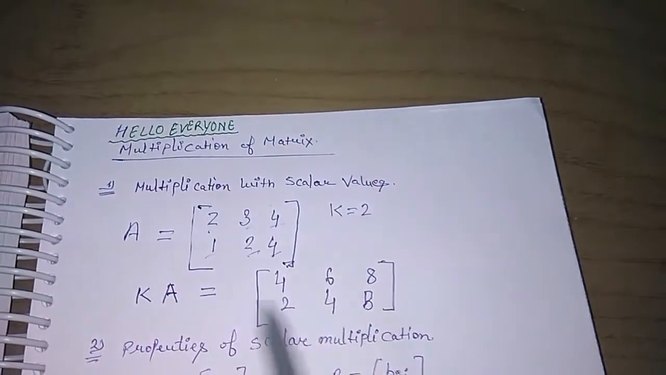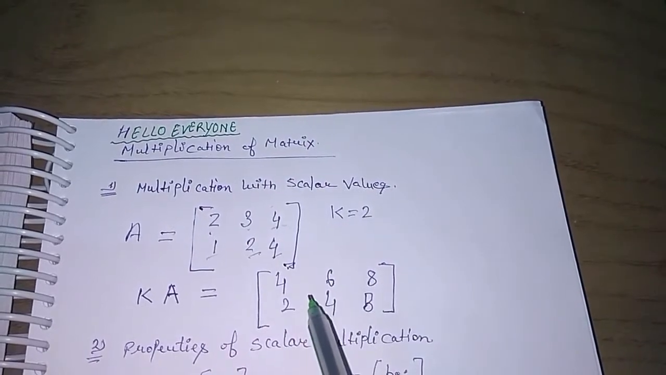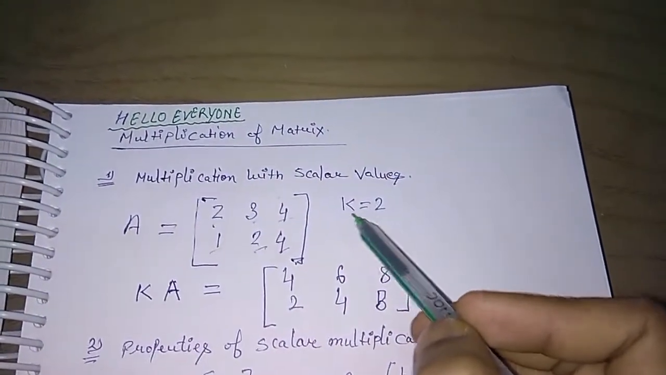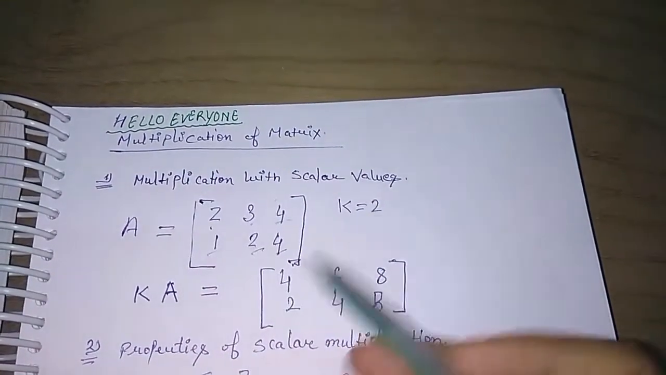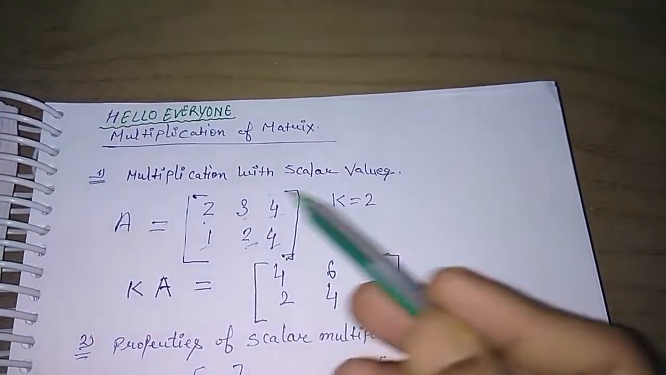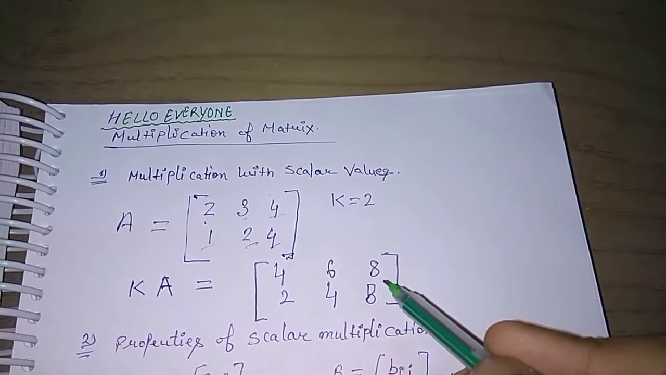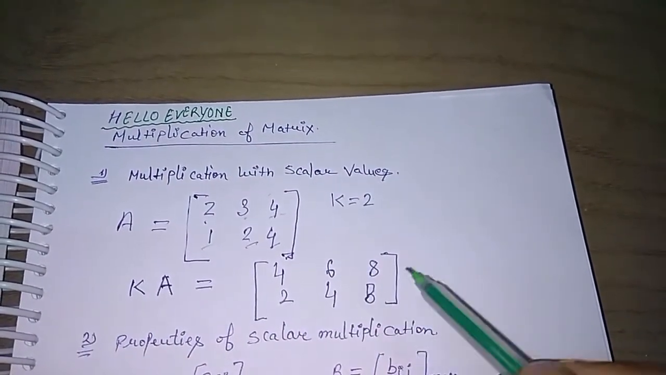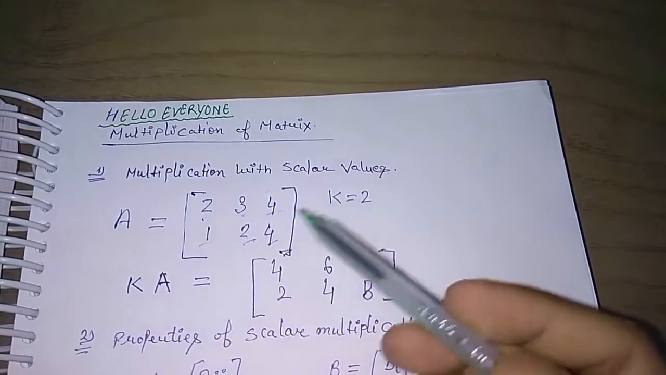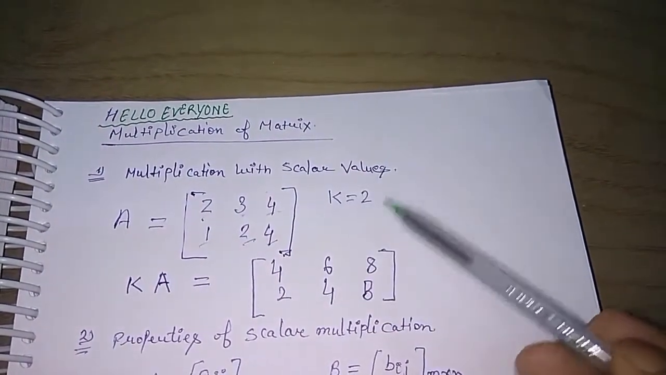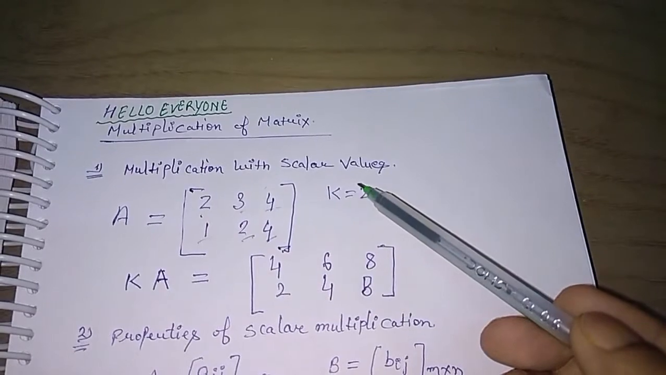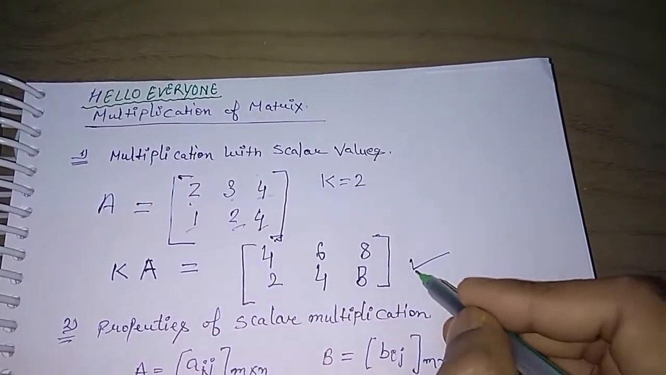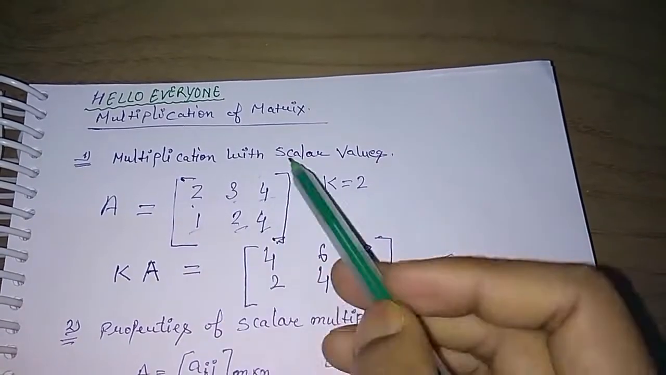So this will be our multiplication result. You can see that when we multiply the scalar value to the matrix, it does not have any impact on the order of the matrix. The order remains the same, just the values become multiples of the scalar value. So you understand this term, the multiplication with scalar values?